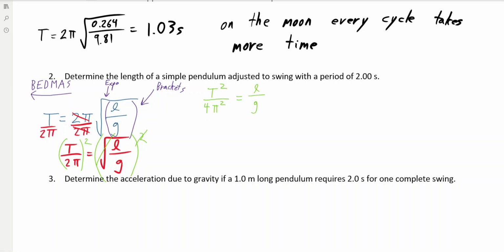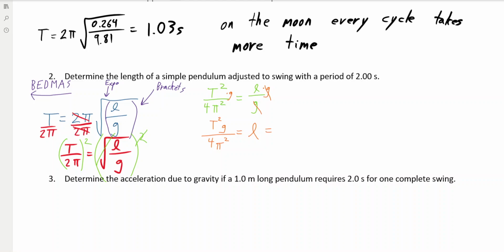Now we want to solve for the L, sorry. So what do we have to do? One last thing, multiply by G on both sides. Cancel, cancel. We're left with t squared G over 4 pi squared.